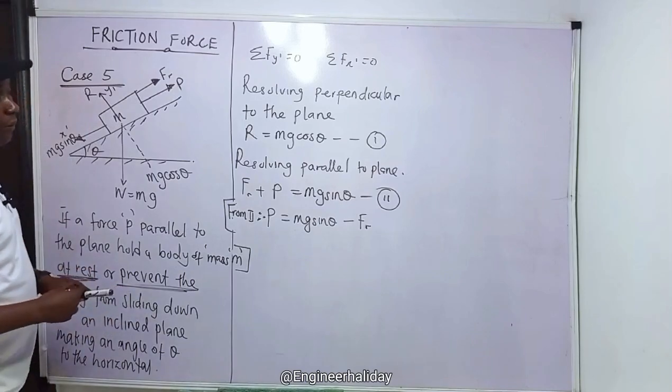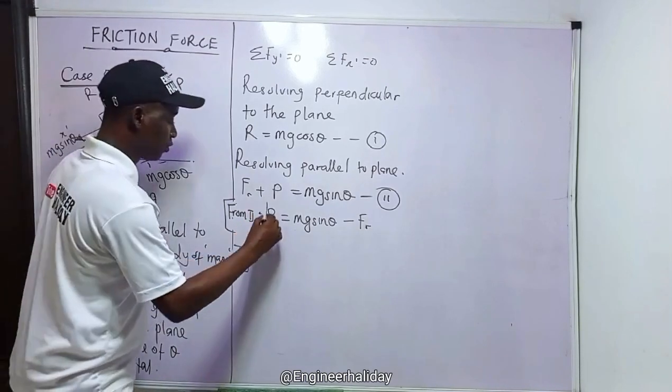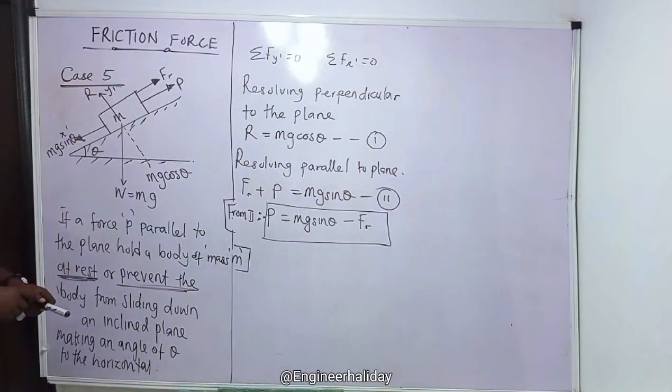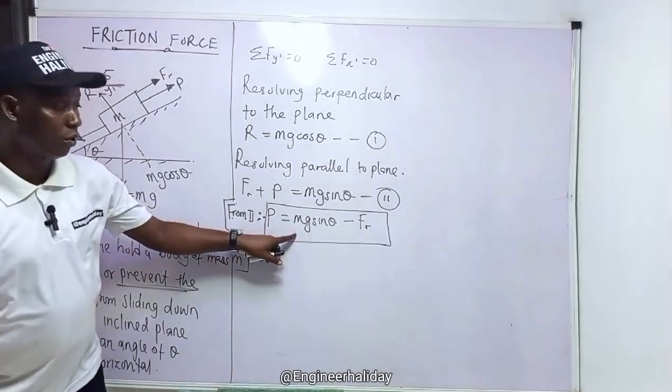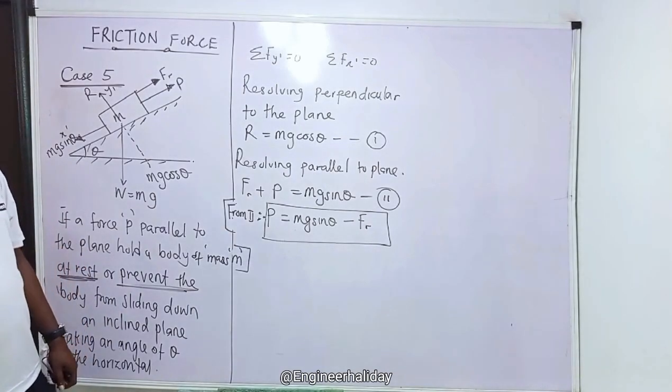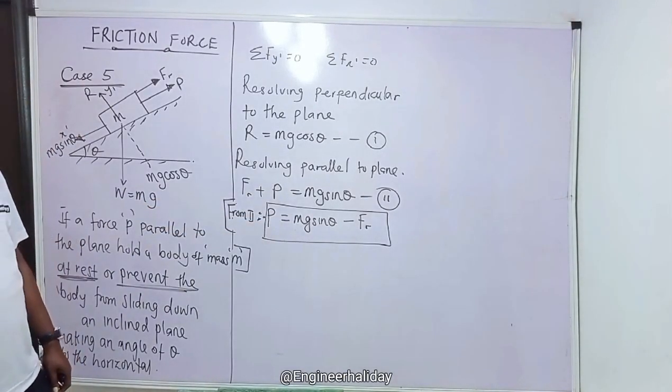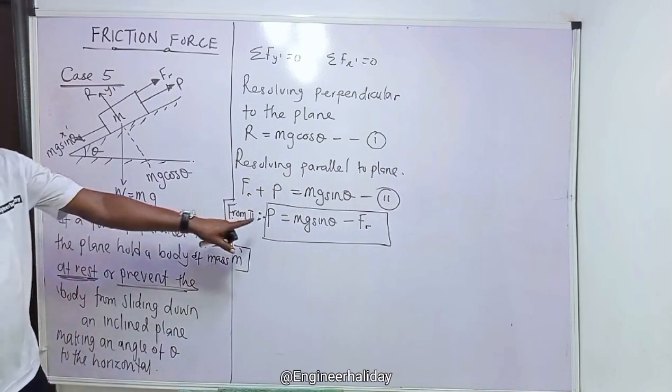Now, what do we do now? This formula, please take note of that. If they ask me what force will cause the body to move down the plane, or what force will keep the body stationary, I'll call it P. What force will hold the body, or prevent the body from sliding down?